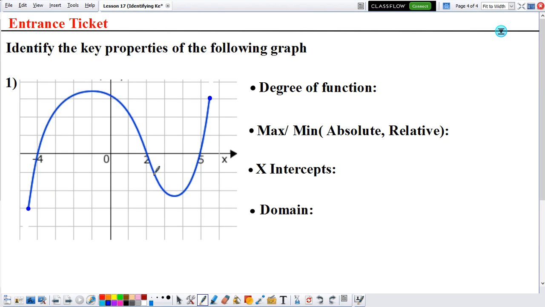Now here's your entrance ticket. Again, here's a graph. I want you to identify the key properties, which are the degree of the function, maximum, minimum, x-intercept, and the domain. Now, one thing that we're going to let you know is notice that there are some points on the end of the graph. What do they mean? Well, look at the previous example. What do they mean whenever we have points at the end of the graph? Just a hint, that should help you with the domain.